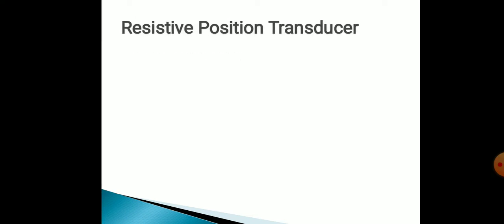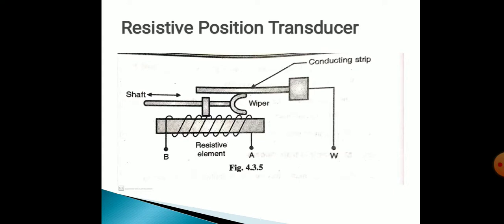The first type of resistive transducer is the resistive position transducer. The principle of a resistive transducer is that the physical variable under measurement causes a resistance to change in the sensing element. The common requirement in industrial measurement and control work is to be able to sense the position of an object or the distance it has moved.